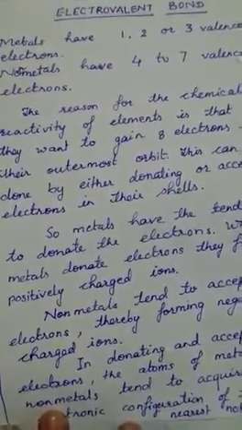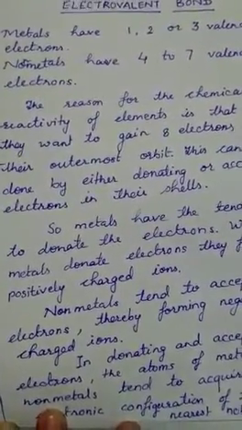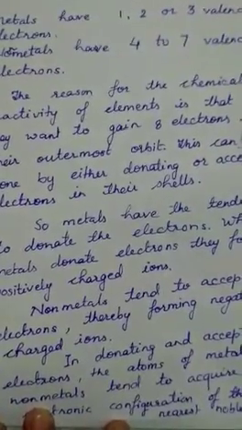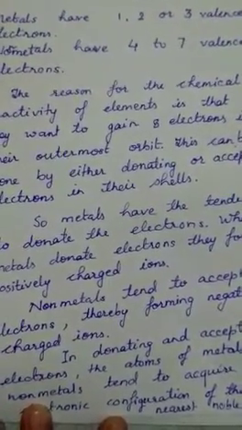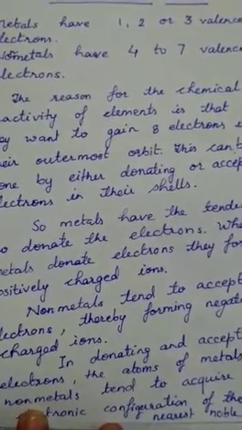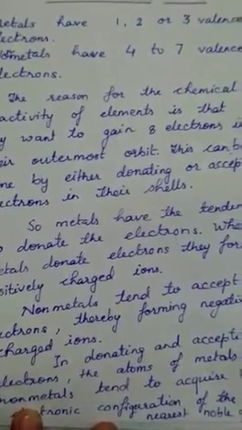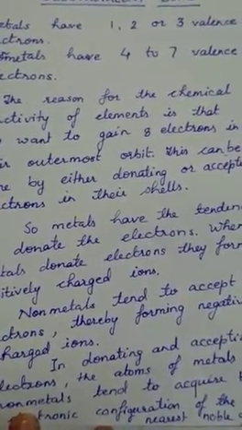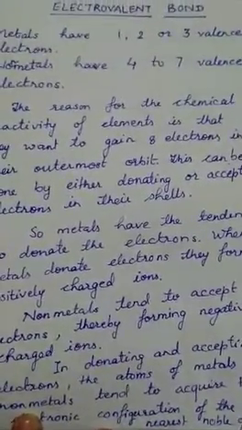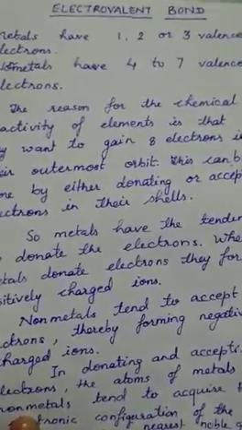When they give away the electrons, I have told you that they form positively charged ions, because the number of electrons will become less because they are giving away their electrons, and the number of protons remains the same. So the number of protons exceeds the number of electrons present in the atom when they donate the electrons, so they acquire positive charge. Now these positively charged ions are known as cations.